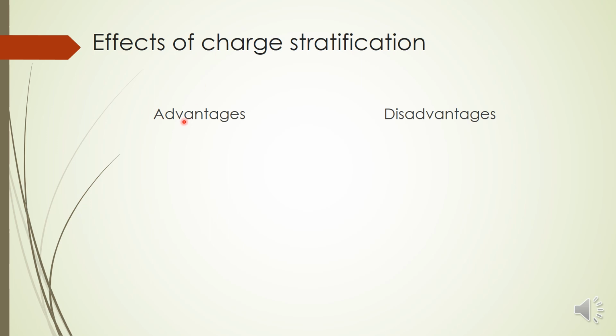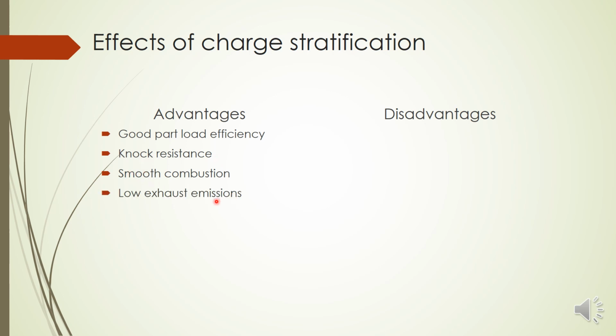Now finally we will discuss the advantages and disadvantages of charge stratification. The first advantage is that this engine incorporates some of the characteristics of a diesel engine, so it has good part load efficiency, and knock resistance is high. We are using a heterogeneous charge, a lean mixture, so the knock resistance is high. Combustion is smooth compared to other engines, and because we are using a lean mixture, exhaust emissions are lower, with less carbon monoxide and fewer hydrocarbons.